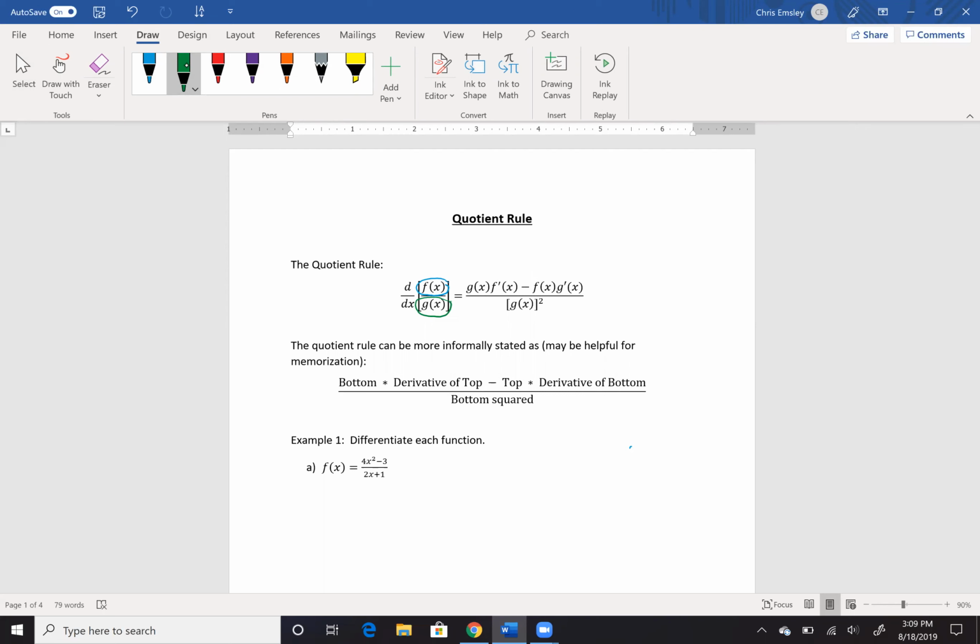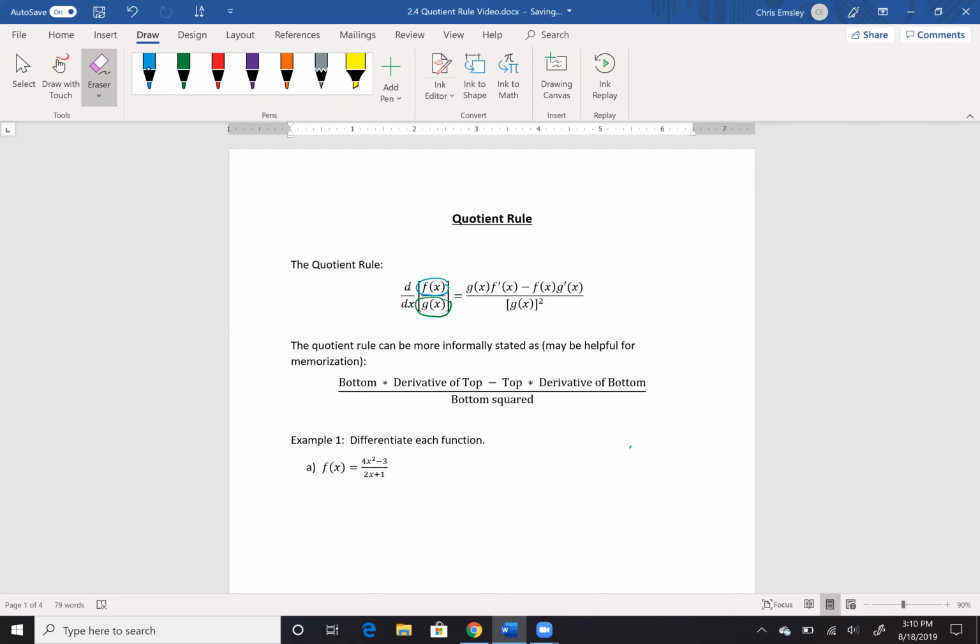We take whatever that function in the bottom was, write it down unchanged, multiply it by the derivative of the top minus the top times the derivative of the bottom. Whole thing gets divided by the bottom squared. I'll erase those so you can see that better. This is a formula you're going to have memorized.